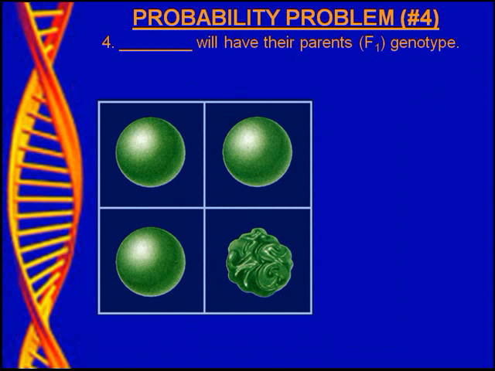Alright, so how many will have their parents' genotype? In other words, how many of them will be big R, little r? So again, the F1s, all of them were big R, little r. So here's our F1s, big R, little r.